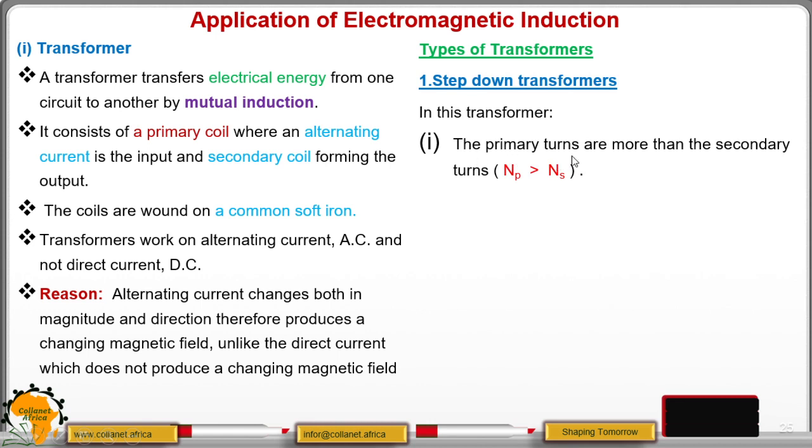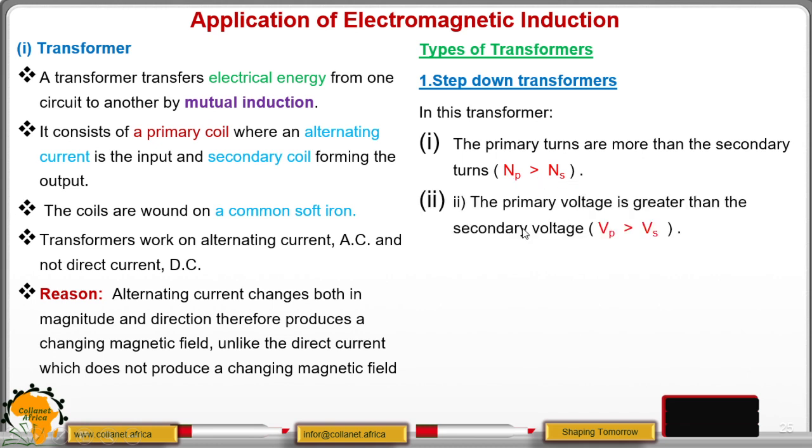One, the primary turns are more than the secondary turns. N is referring to the number of turns. So when we write NP, this one is referring to primary turns, and NS is referring to the secondary turns. So we are saying NP is greater than NS. Number two, the primary voltage is greater than the secondary voltage.